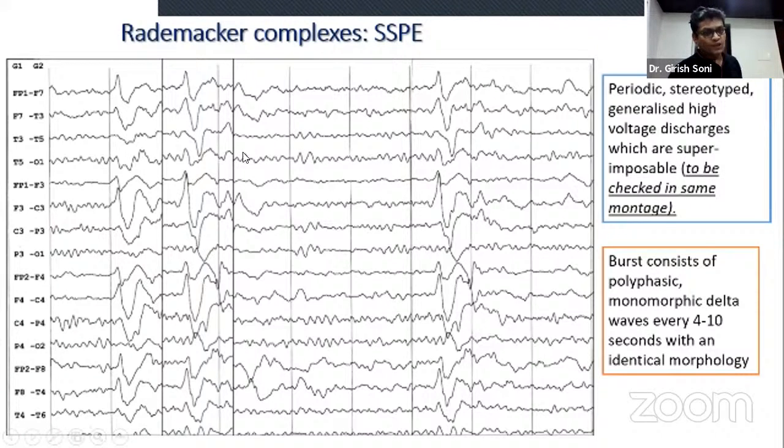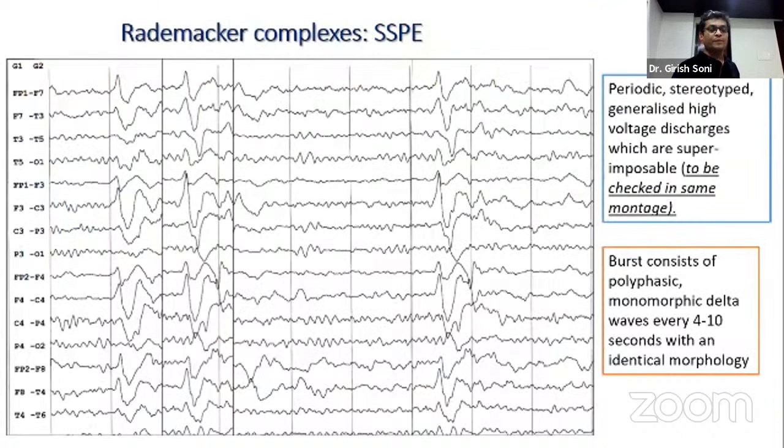If the duration is usually more than 5 seconds, then the patient is in stage 1 or stage 2. If the duration between these two discharges is less than 3 seconds, usually the patient is in stage 3. You can grossly estimate the severity or staging of the disease on the basis of the duration between these two discharges, Radermecker complexes.